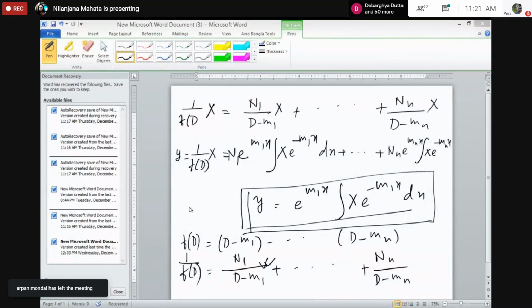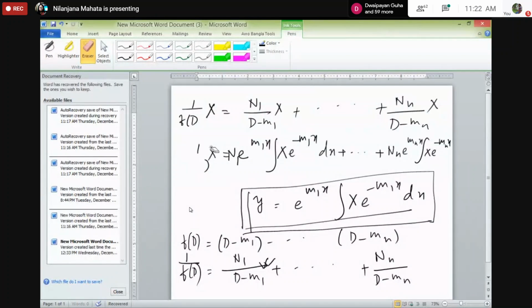So this is the term. That means I will get the general solution, and I will find the particular integral in this way. In general we don't use it unless it is absolutely necessary. Hope you have understood the process.